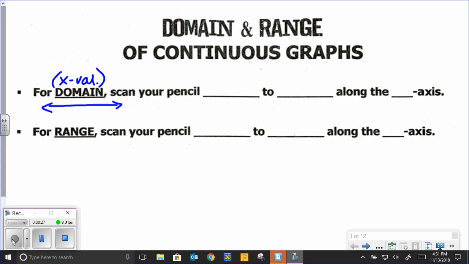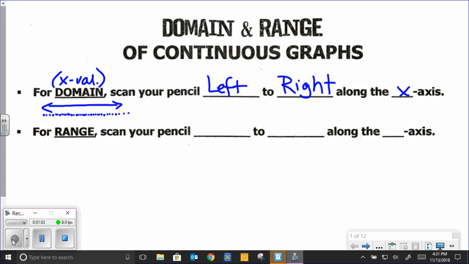And the way we would check to see what our domain would be is we're going to scan our pencil on our paper from left to right. Because as we hit our numbers from left to right, I'm going from my smallest number up to my largest number. And I would be using, again, my vertical line, going with my pencil from left to right, and I would see my values that are along the x-axis. And again, it's my horizontal axis.